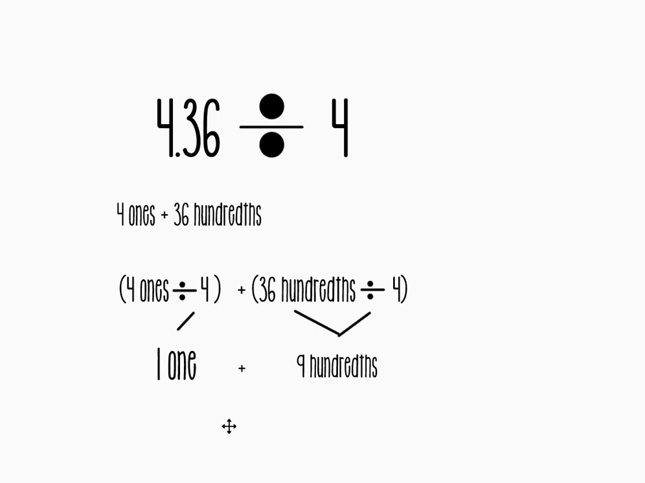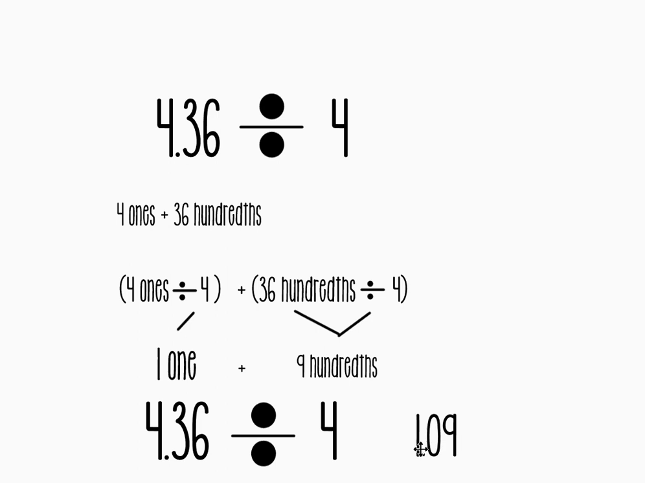So I can put those into decimals and add them together. So 1 one and 9 hundredths. So 4 and 36 hundredths divided by 4 is equal to 1 and 9 hundredths.